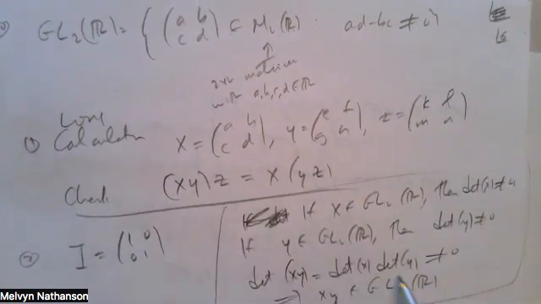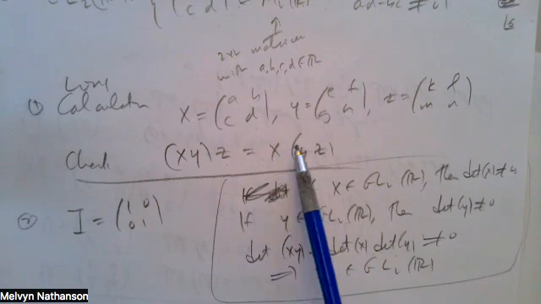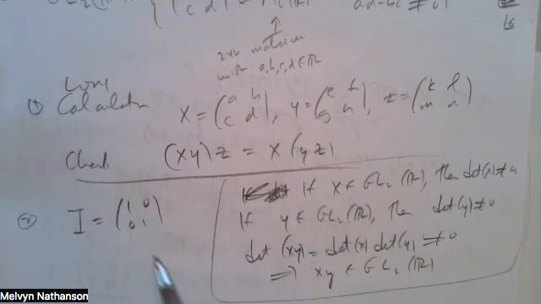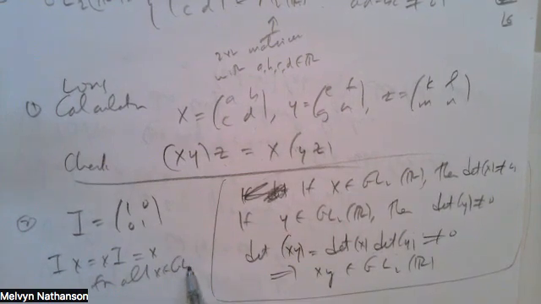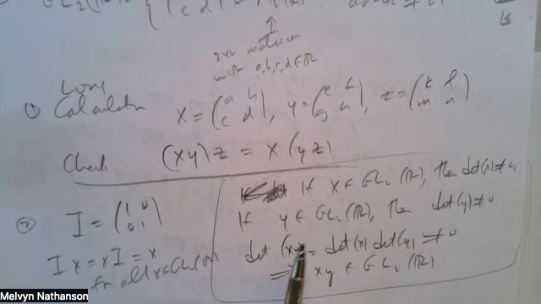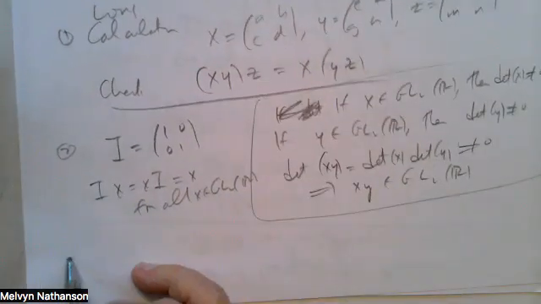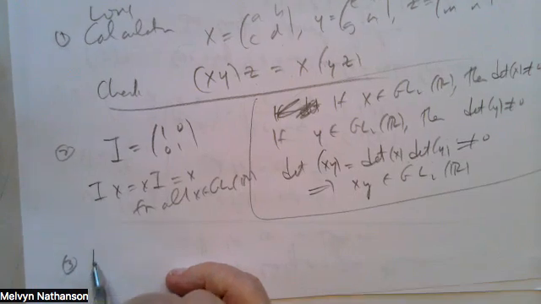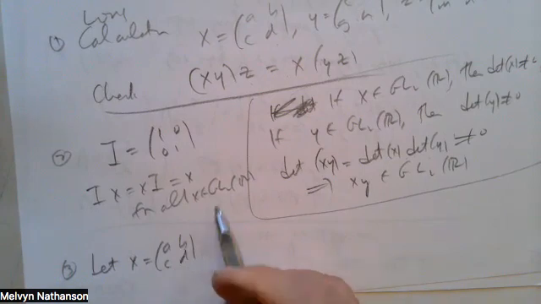So this is very important. This says that this set of matrices is closed under multiplication. This says it's associative. This is the identity. If you take IX or XI, you get X for all matrices X, in particular, all the matrices in GL2R. And the third is every matrix in this set has to have an inverse.